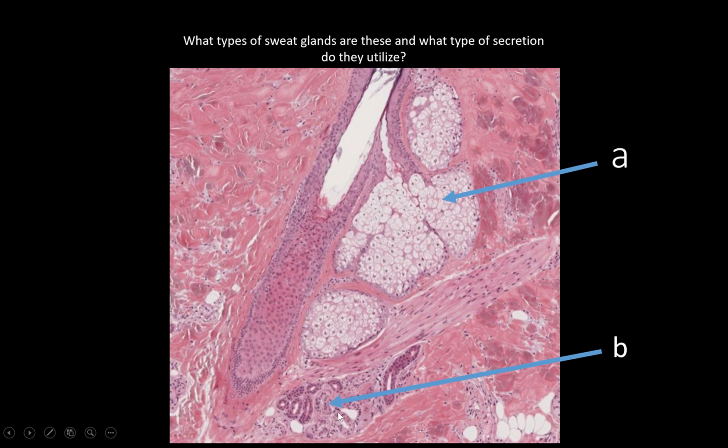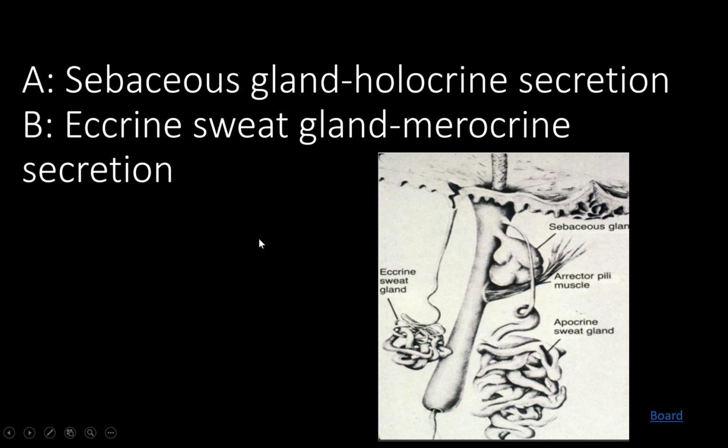So these are your exocrine sweat glands, and the type of secretion that they're going to utilize is going to be merocrine secretion. So that's the normal type of secretion where the secretion undergoes exocytosis. Okay, so exocytosis, so that's your normal kind of secretion, merocrine secretion of your eccrine sweat glands. Okay, so here's that answer.